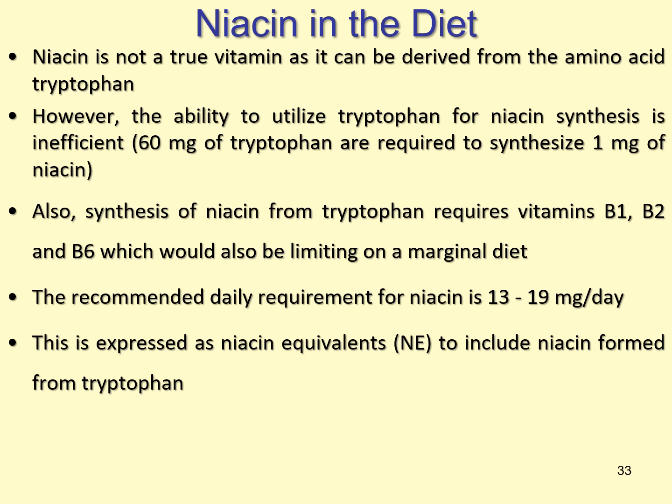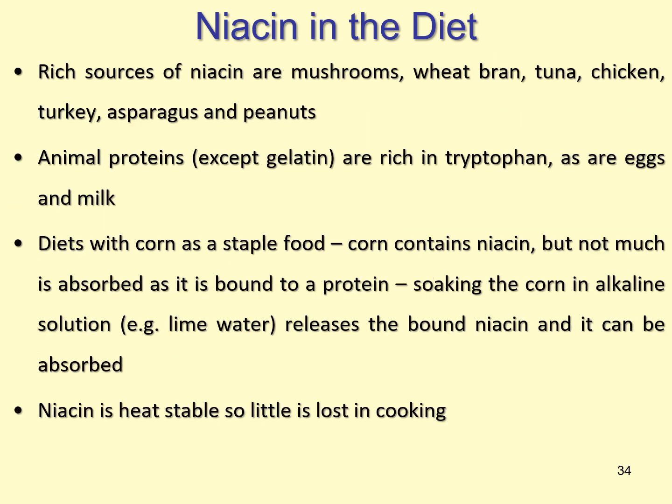and this is expressed as niacin equivalent to include niacin formed from tryptophan. So rich sources of niacin are mushrooms, wheat, prawns, tuna, chicken, turkey, asparagus, and peanut. These are the major sources of vitamin B3. So animal proteins except gelatin are rich in tryptophan, as are egg and milk, also sources of this vitamin B3.